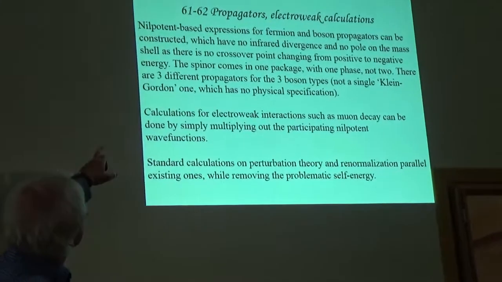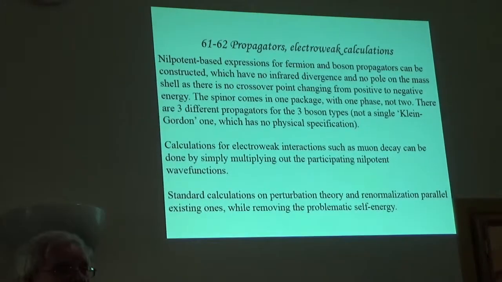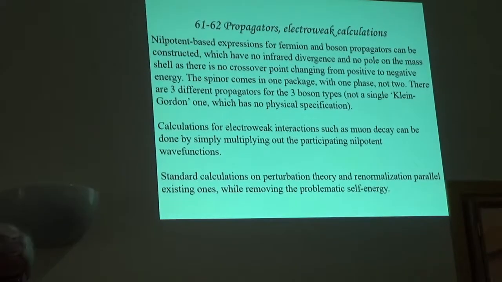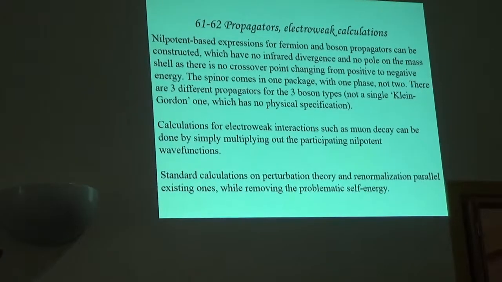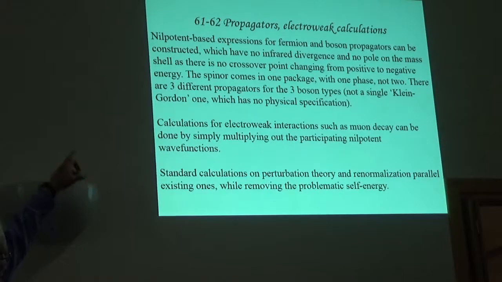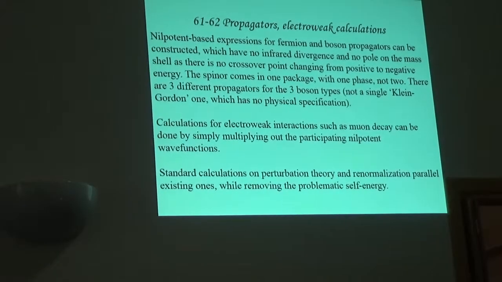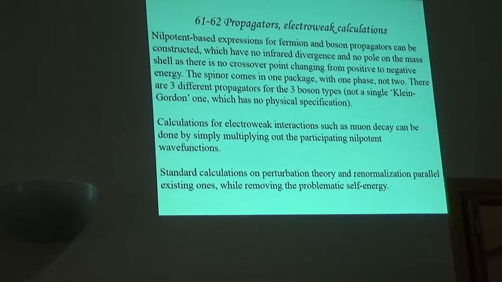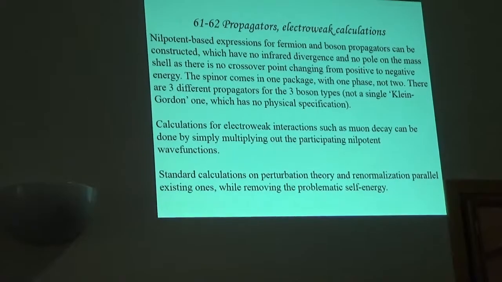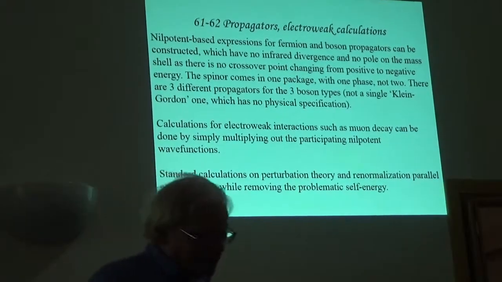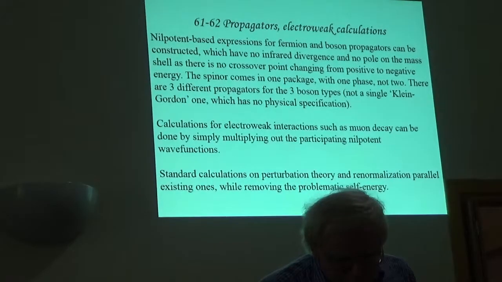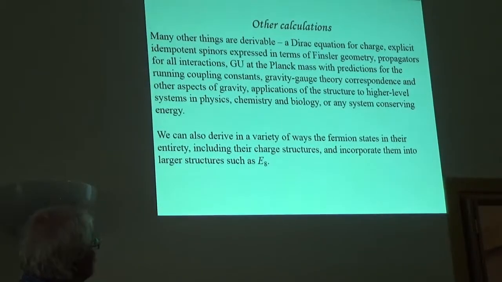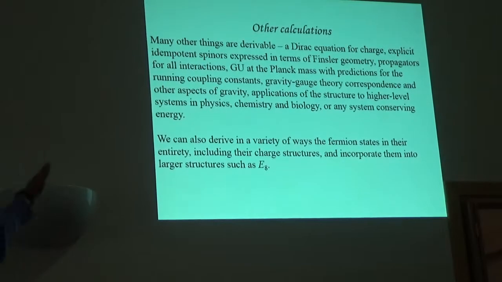Other things you can do, you can construct propagators. Now, normally propagators have these horrible infrared divergences, and they put these silly extra imaginary terms which don't exist onto them to stop them going wrong. Well, they don't go wrong in this, because the reason why they go wrong in conventional terms is because you've got an i there instead of a quaternion term. If you've got a quaternion term and you multiply by its complex conjugate, a real number, you don't get a zero. I'm saying there's lots of other things, but I'm not going to go into all that.